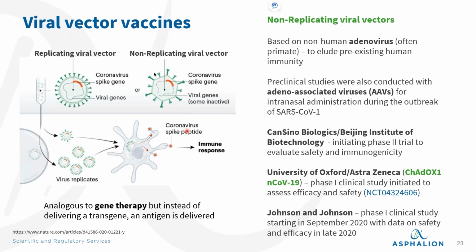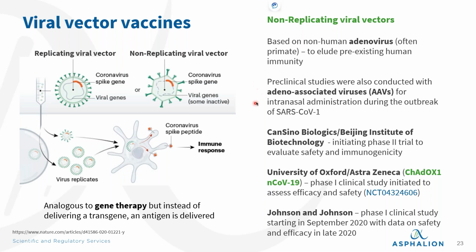The second subcategory of viral vector vaccines are non-replicating viral vectors, and these are generally based on non-human adenoviruses, so often primate viruses, from chimpanzees, for example. And the reason for this is to elude pre-existing human immunity. So adenoviruses are endemic in human populations, and many people in the population have some immunity to these viruses. So it would not be very useful to have a vaccine packaged in an adenovirus that basically produced an immune response against the vaccine and destroyed the vaccine. So for this reason, non-human adenoviruses are typically used in this platform.